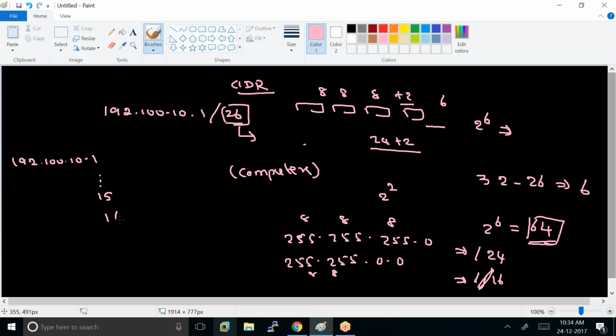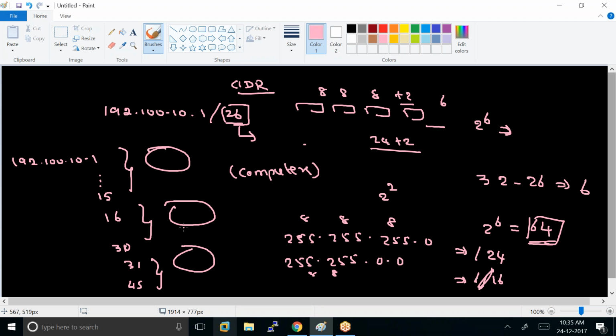Okay, and I want to start with 16 up to 30, like I want to specify here. Okay, 1 to 15, this is my first address, this is my 15. 16 to 30, 31 to 45, like I want to have. So here this corresponds to the first subnet with 15 computers, the second subnet and third subnet. This is the way by which I need to identify the range of IP address if it is represented in a classless IP addressing scheme.